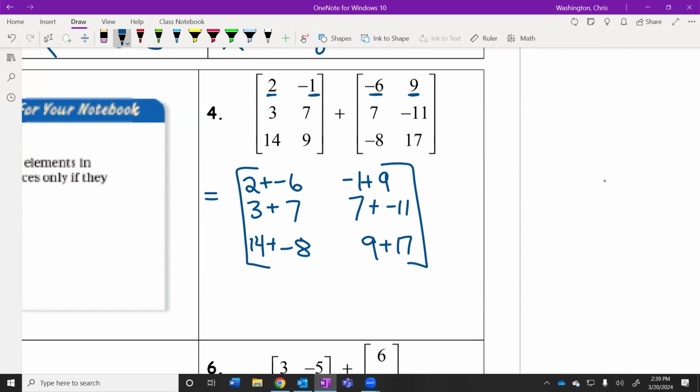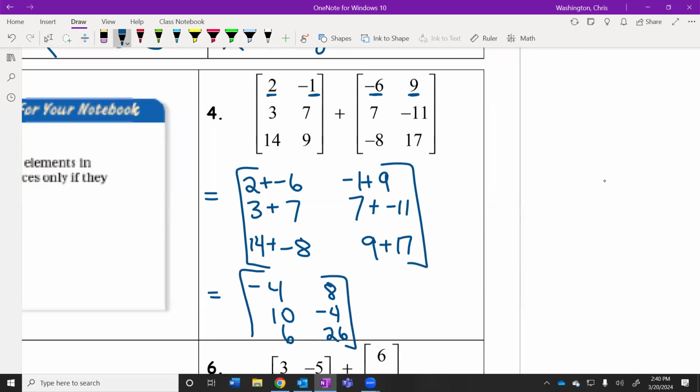I would not expect you to write all that out. Maybe just add them together. So 2 plus -6 is -4. -1 plus 9 is 8. 3 plus 7 is 10. 7 plus -11 is -4. 14 plus -8 is 6. And 9 plus 17 is 26.